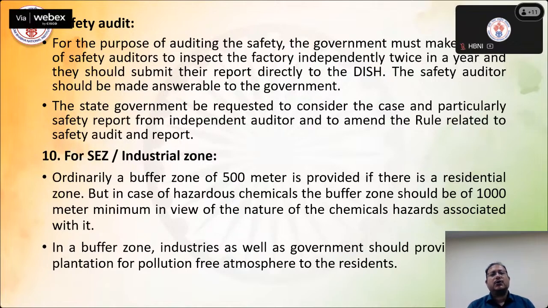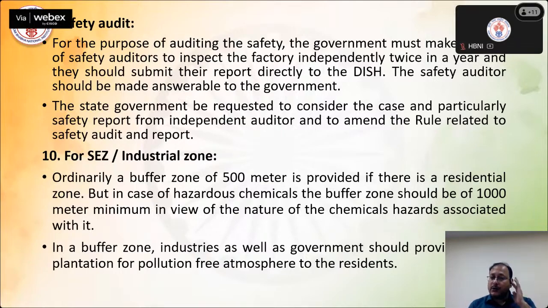The state government may be requested to consider the case, particularly the safety report from an independent auditor, and to amend the rule related to the safety audit report. Independent audits can do a lot of work because they are not bound or biased. They will directly come to the factory, premises or unit and cross-check which relevant provisions and rules are not being followed, and this could probably result in an accident or industrial disaster.